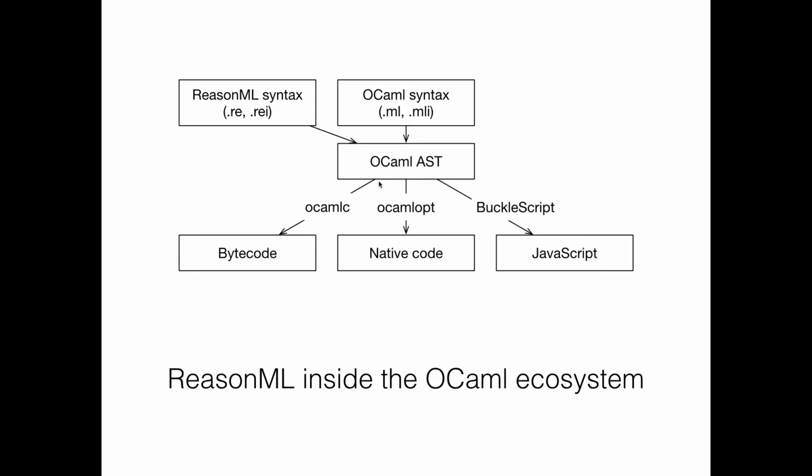And then at the end of this compiler pipeline, you have three different backends. One of them is OCaml-C that produces bytecode. The other one is OCaml opt that produces fast native code. And the third one is BuckleScript that produces very readable JavaScript. And the new addition now is ReasonML syntax. You parse that syntax, and then you become part of the already existing pipeline, which is nice.